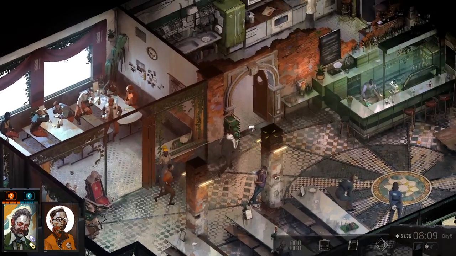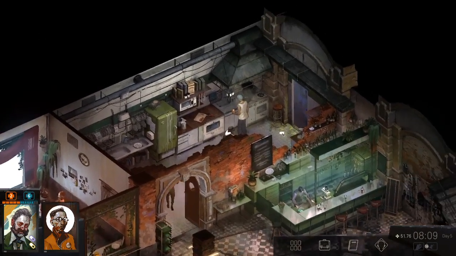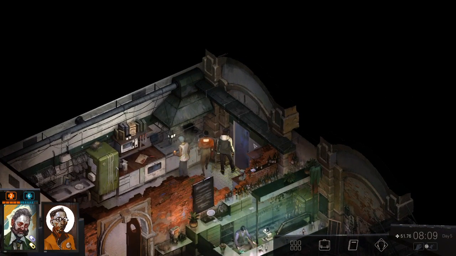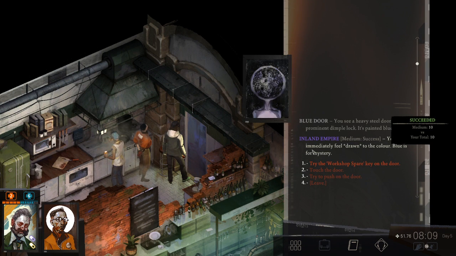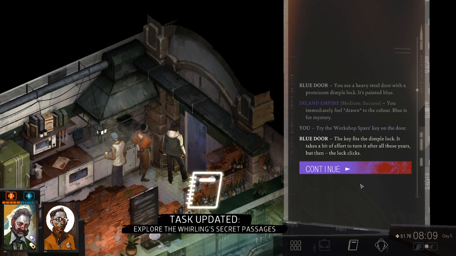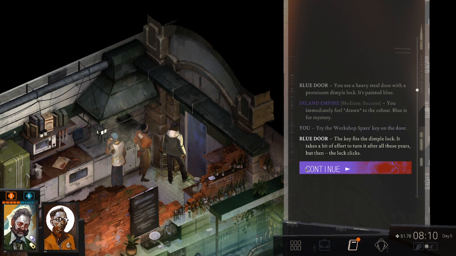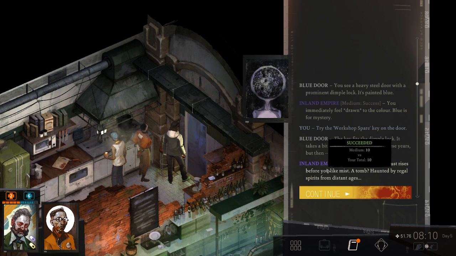Well, I said I was going to end the stream, but now we've come to a big mystery. Let's see if it works. You see a heavy steel door with a prominent dimple lock. It's painted blue. You feel immediately drawn to the color. The blue is for mystery. Try the workshop spare on the key door. The key fits in this dimple lock. It takes a bit of effort to turn it after all these years, but then the lock clicks.